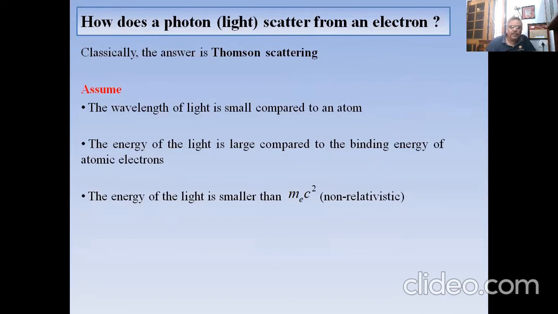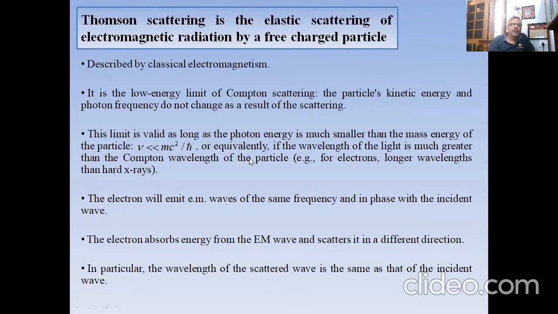And to analyze Thomson scattering, we start with some assumptions. The first one is that the wavelength of the light is small compared to the atom, and the energy of the light is large compared to the binding energy of the atomic electrons. The third one is that the energy of the light is smaller than the relativistic mass energy. This kind of radiation, which is by the free electrons, is described by the classical electromagnetic theory. And it is a low energy limit of the Compton scattering.